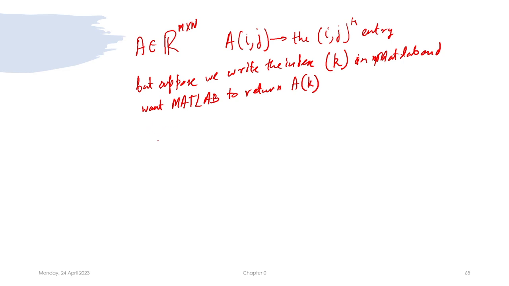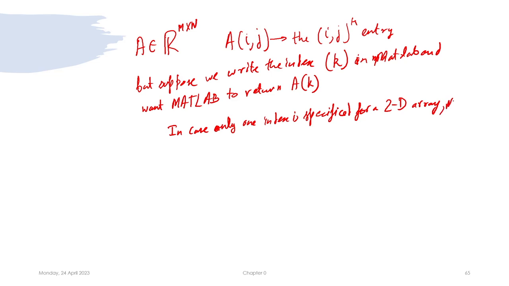Like C or C++, in case only one index is specified for a 2D array, MATLAB reads it like a 1D array. So, how does MATLAB read it like a one-dimensional array? That is the question.